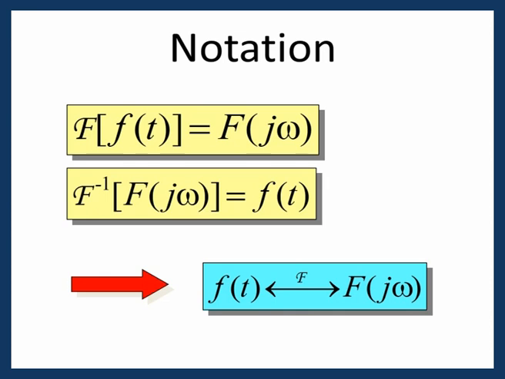We also use a double headed arrow here. If f of t gives F of j omega, it is called a Fourier transform. And when I reverse it back, I will get f of t. The double headed arrow flowing in this direction becomes the inverse Fourier transform. We use the letter F to indicate the Fourier transform, F inverse to indicate the inverse Fourier transform. So this is the notation which we are going to use throughout our discussion about the Fourier transform properties.